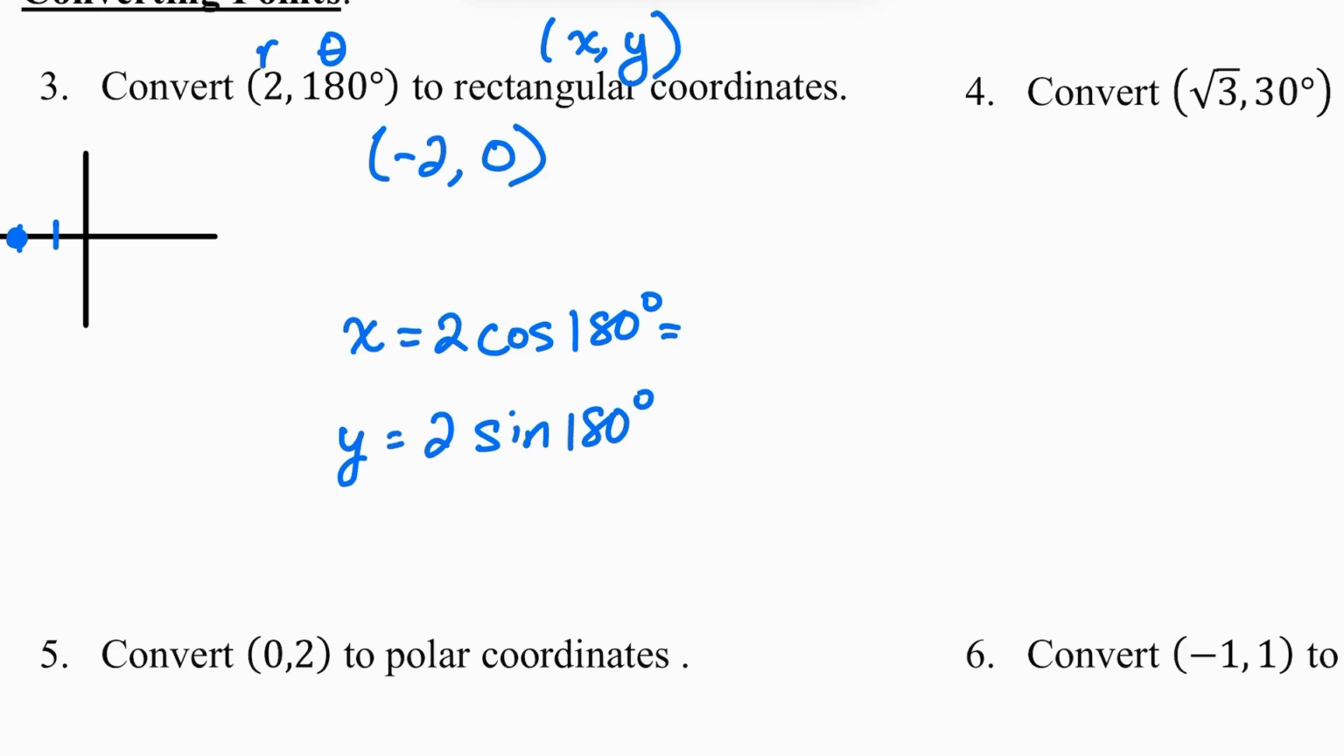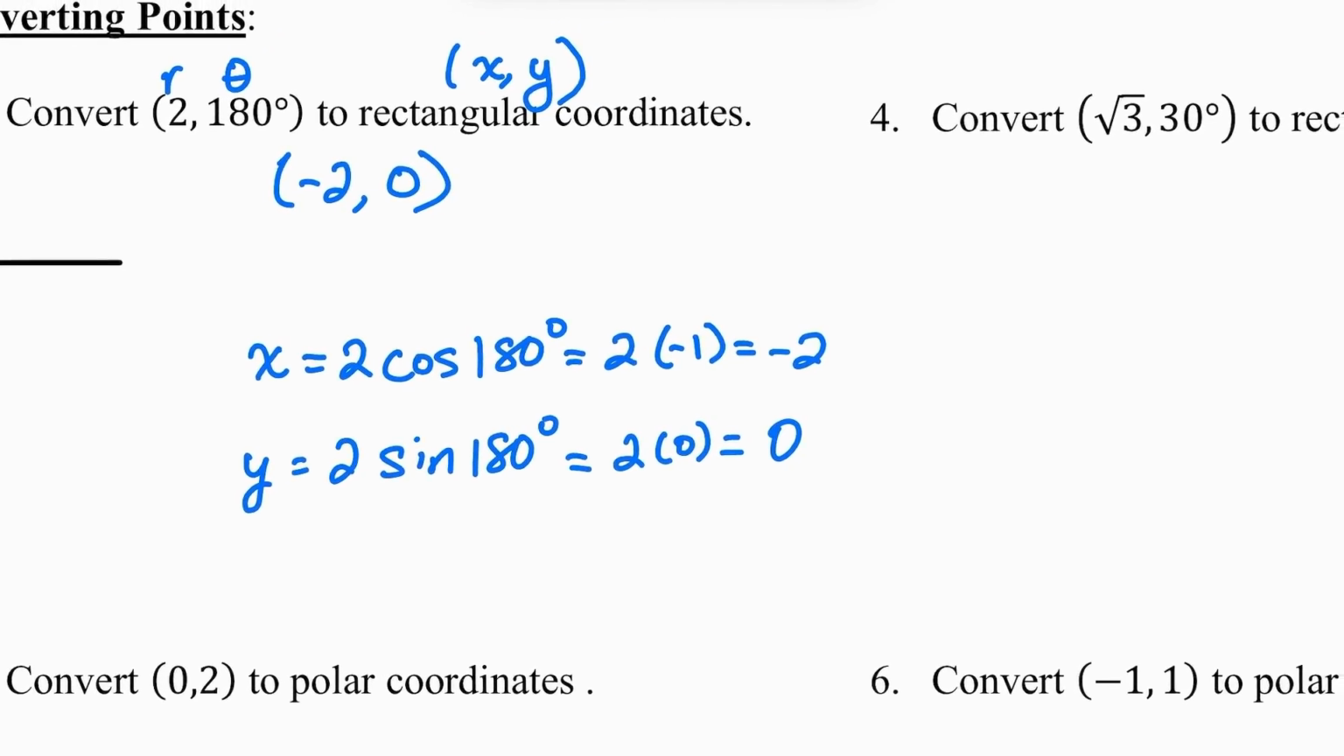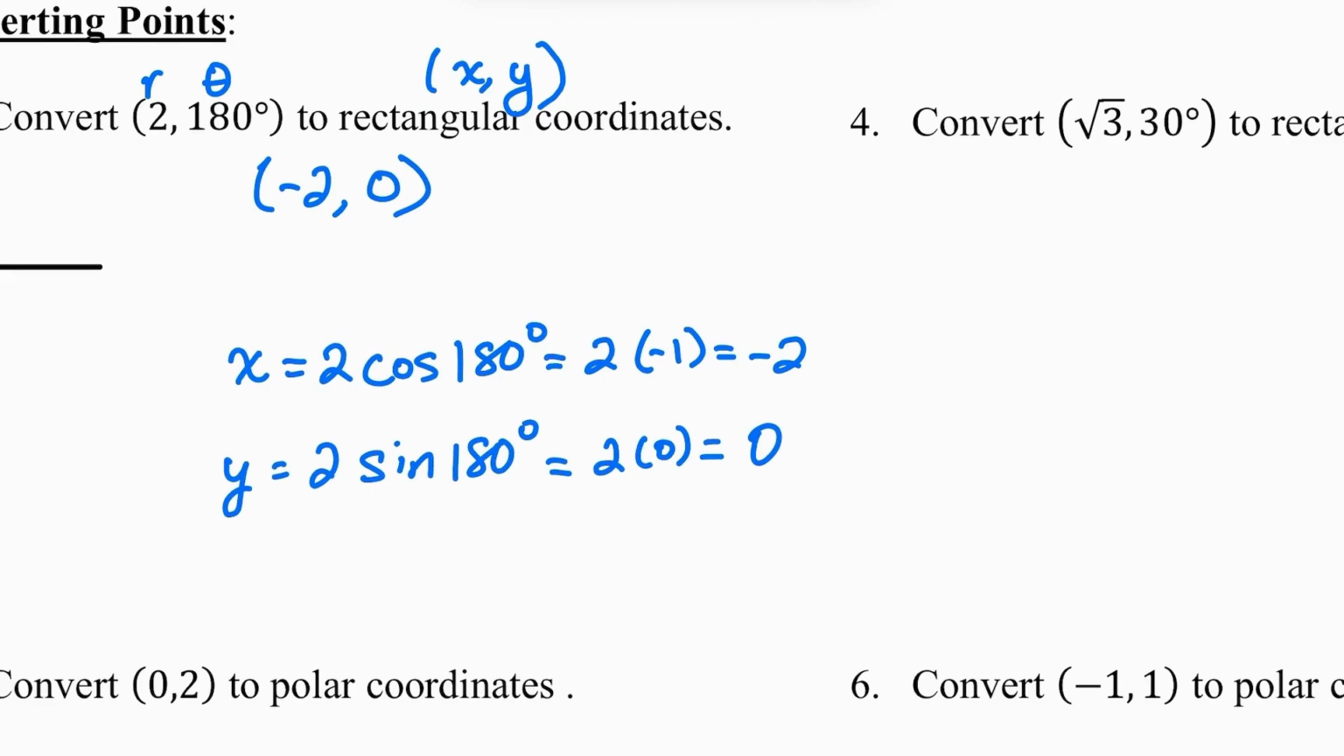Well, this is where you have to remember your unit circle. So make sure you practice it and draw it out if you need to. Cosine at 180 degrees is negative 1. So if you multiply that by 2, you get negative 2. Sine at 180 degrees is 0. So if you multiply that by 2, you get 0. So same answer. You still get negative 2 comma 0 as your x and your y, given that r and theta. So that's all you're going to need to do.